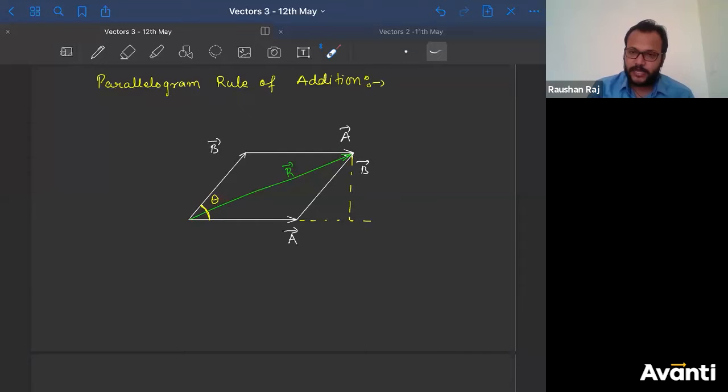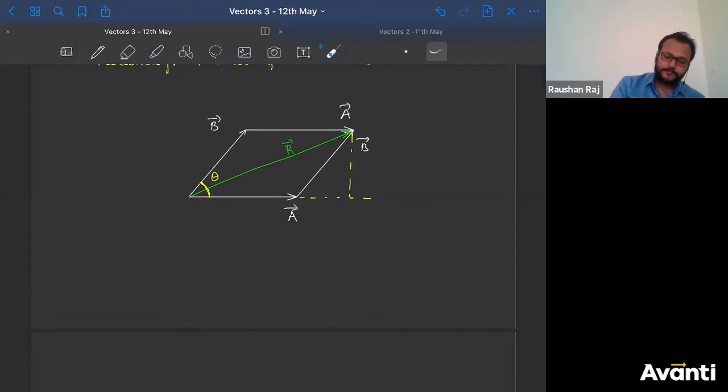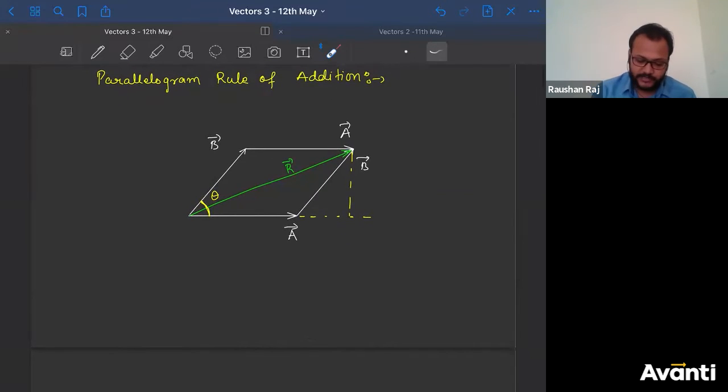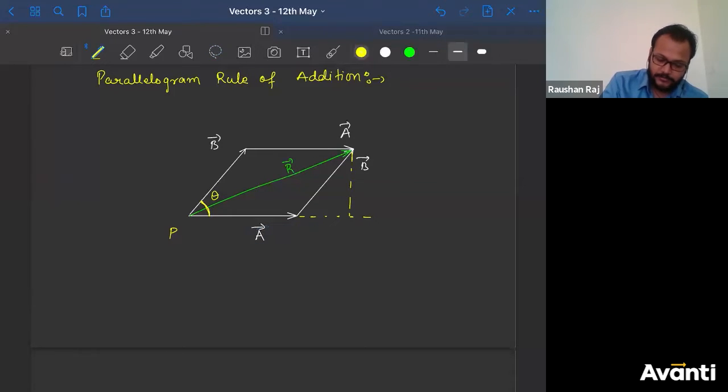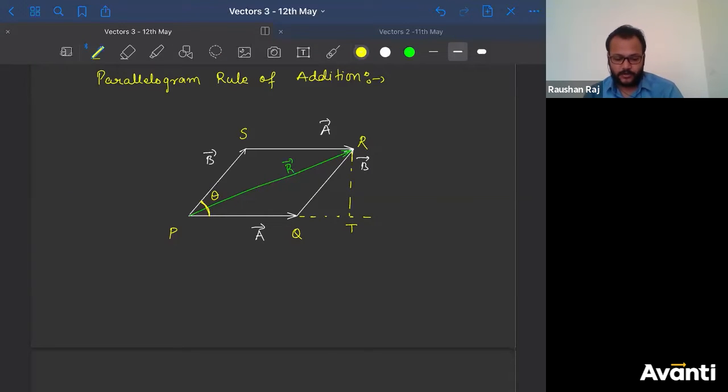For that, I'll consider some angles. But before going to the direction, let us first find the magnitude of the resultant vector. Let me name some points here. This is point P, this is point Q, this point is R, this point is S, and the foot of the perpendicular on vector A is T. So we have named some of the points.